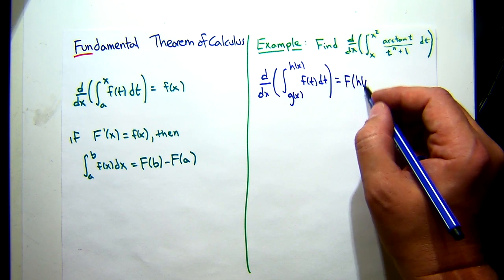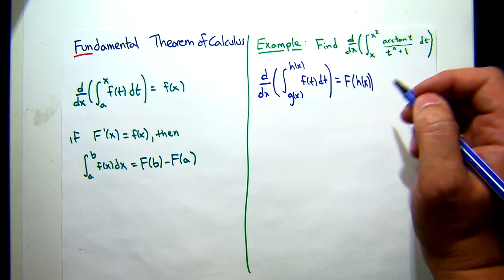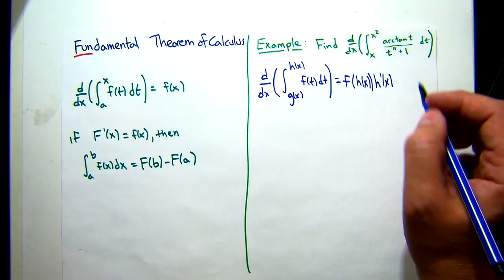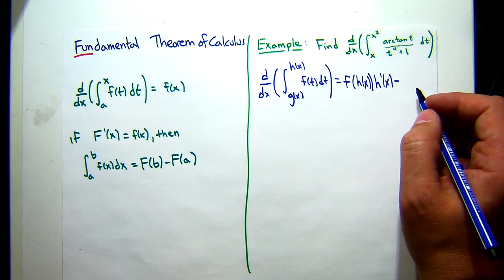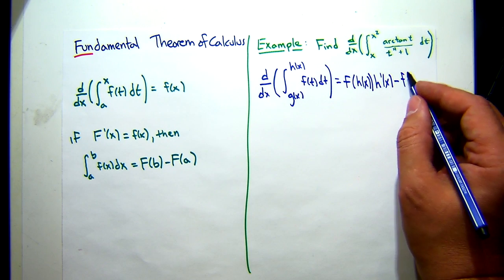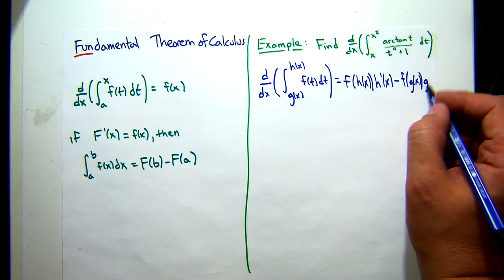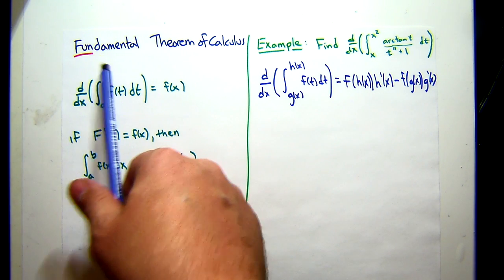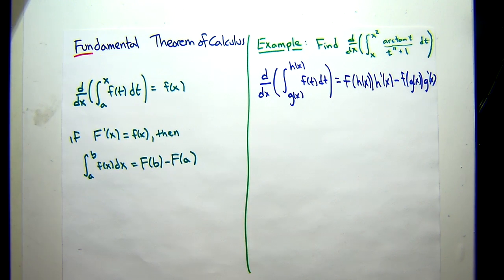It would be f of h of x times h prime of x minus, yes, f of g of x times g prime of x. Right. And what you're doing here combines the fundamental theorem of calculus plus the chain rule, plus a little bit of the property that you can break things up into pieces. So really, this is a straightforward, do you know the fundamental theorem of calculus problem? And there's not much more to it beyond that.